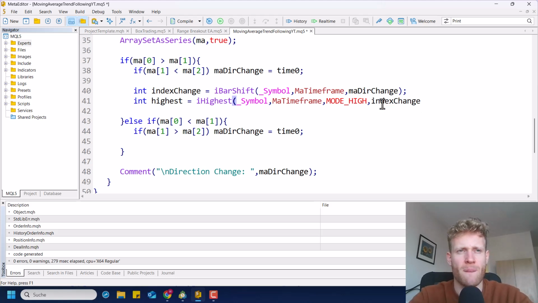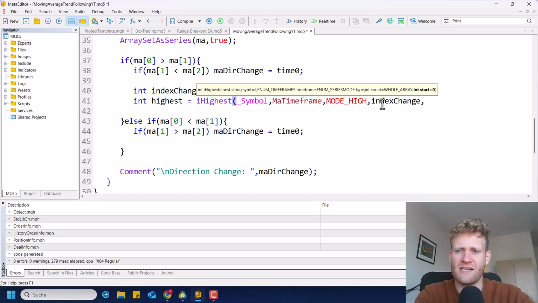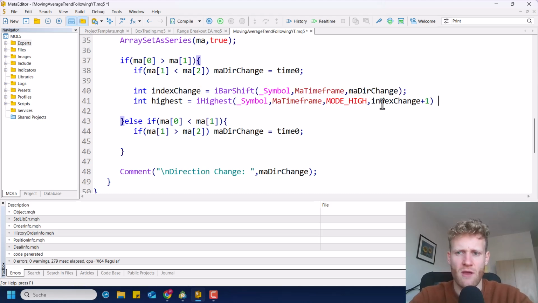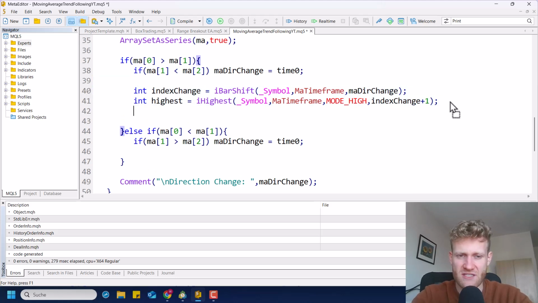And then we start at index 0 pretty much. Or it should be index change plus 1, I think. And then we start at index 0. And this will give us the highest bar, or the bar with the highest price after the MA direction change. This is not the price yet.